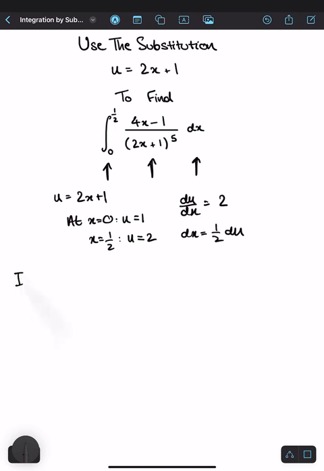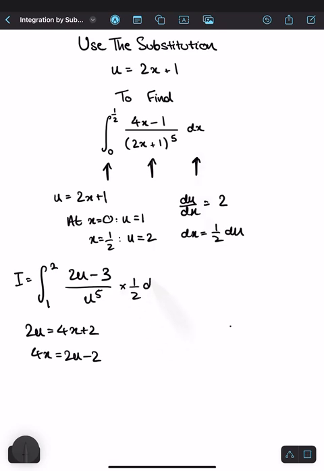So the integral is equal to, now our limits are 1 to 2, and we have 4x minus 1. So let's see how we can get 4x using u equals 2x plus 1. If we double both sides, we get 2u equals 4x plus 2. And rearranging for 4x, we get 4x equals 2u minus 2. Now if we substitute 2u minus 2 into 4x minus 1, we get 2u minus 3 all over u to the power of 5. Now we replace our dx with a half du.